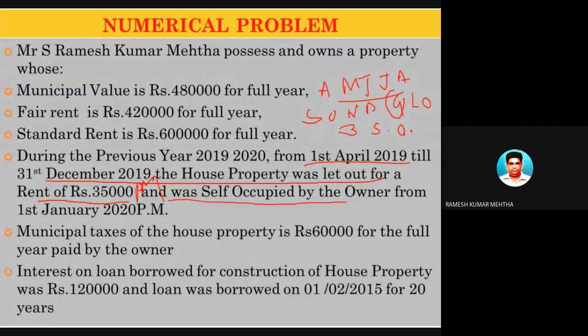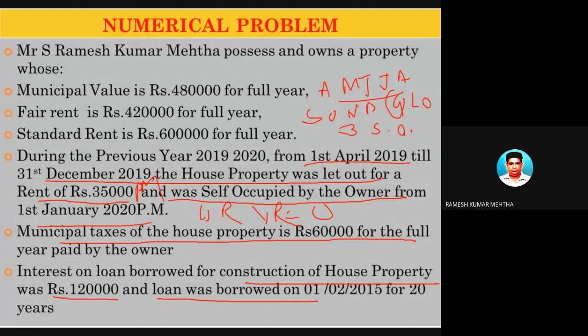And from January onwards, he has self-occupied it. Please remember, in this case no unrealized rent and no vacancy rent is there, hence unrealized rent is zero and vacancy rent is zero. Municipal taxes paid on the house property is 60,000 rupees for the full year, and interest on loan borrowed for construction of the house property was 1,20,000. The loan was borrowed on 1/10/2015 for 20 years. So the loan is borrowed after 1/4/1999 for the construction of the house property, and hence a maximum ceiling of 2 lakh rupees is allowed.